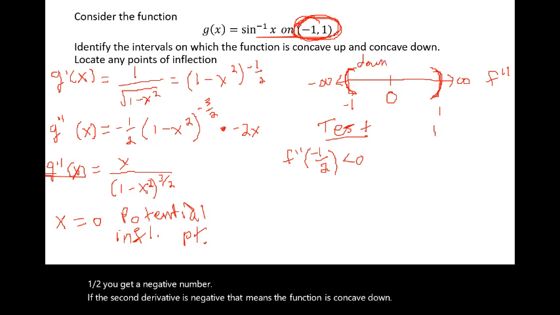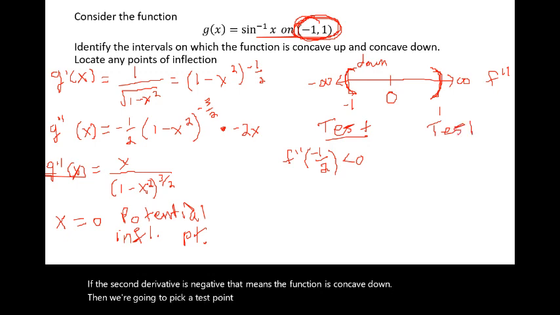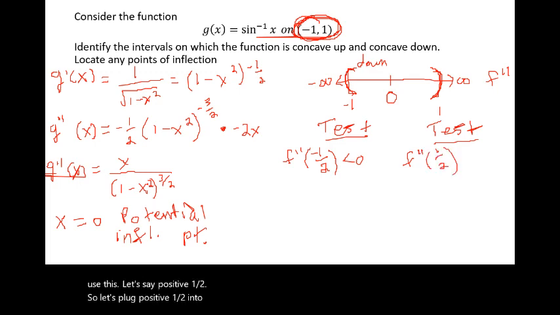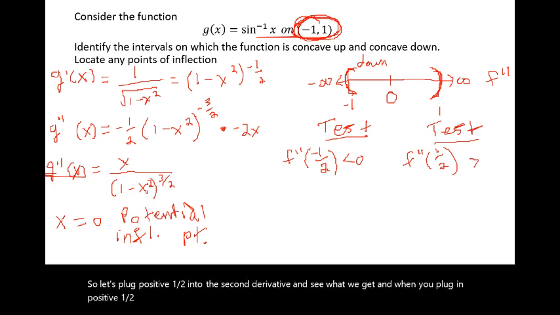Then we're going to pick a test point on the interval between 0 and 1. A good test point to use is, let's say, +1/2. So let's plug +1/2 into the second derivative and see what we get. And when you plug in +1/2, you actually get a positive number. If the second derivative is positive, that means the function is concave up.